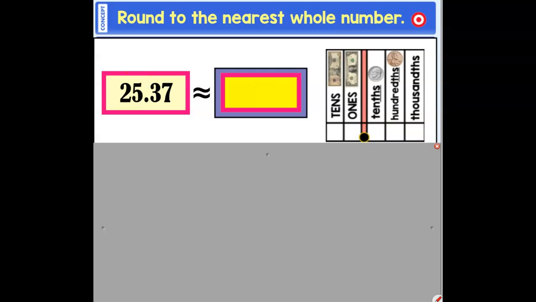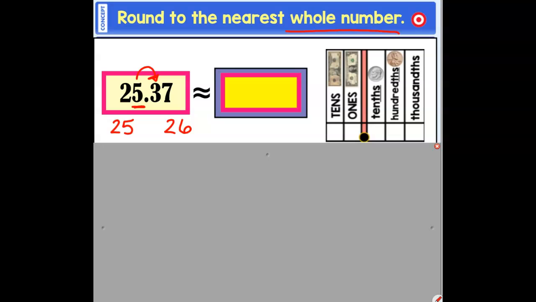Our next example, 25 and 37 hundredths. Go ahead and write it down. Mark your whole number. Draw your arrow. What would we round this number to? Well, my whole number is my ones place, so I still want to underline my 5. So now I need to decide, am I going to stay at 25 or am I going to go up to 26? Well, to decide, I have to go back to the place right before it, which would be my 3 tenths.